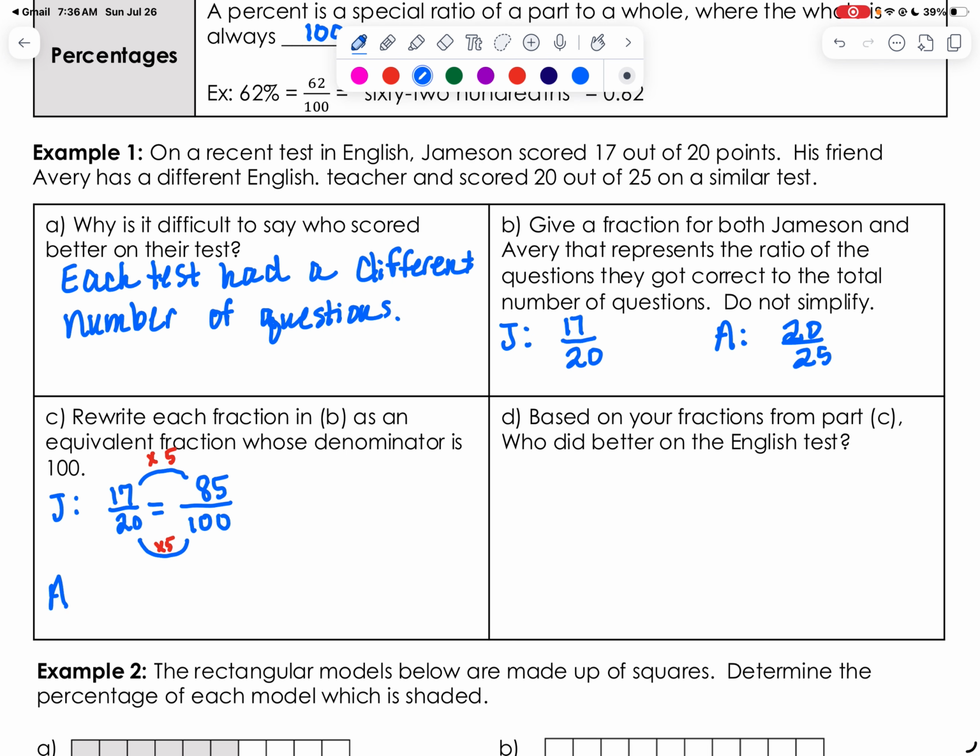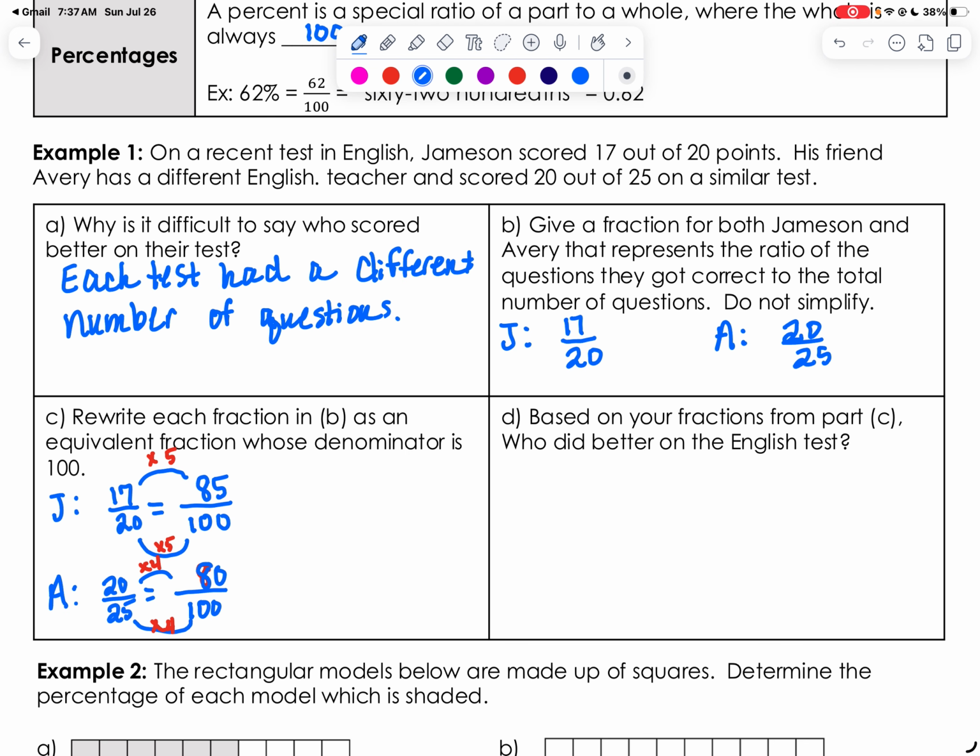Now Avery got 20 out of 25. We can rewrite that fraction with the denominator out of 100, but this time we would have to scale by 4 because 25 times 4 is 100. So if I scale the bottom by 4, I'm going to scale the top by 4. So that would give me 80 out of 100.